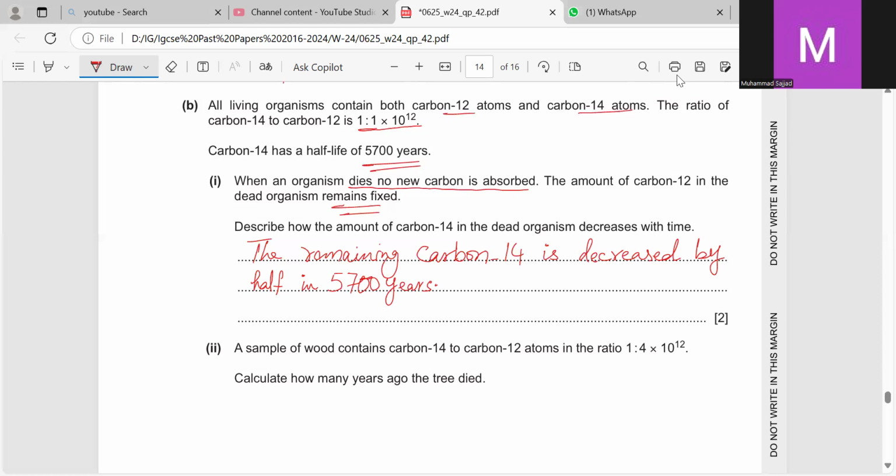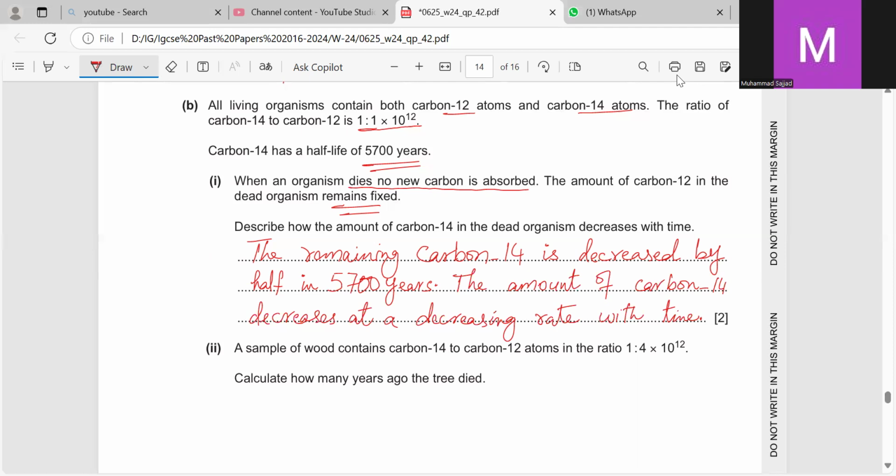And another point which you can say, that the amount of carbon 14 decreases at a decreasing rate with time. Now this last line is a bit confusing. What does it mean? I will explain you.